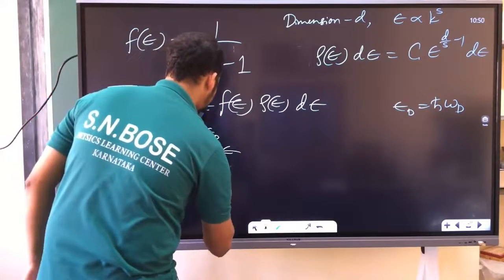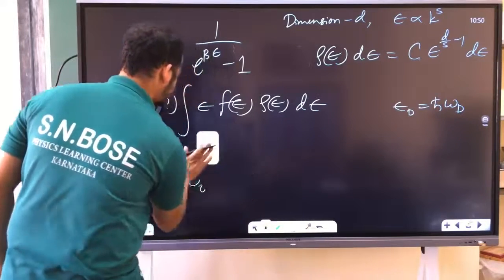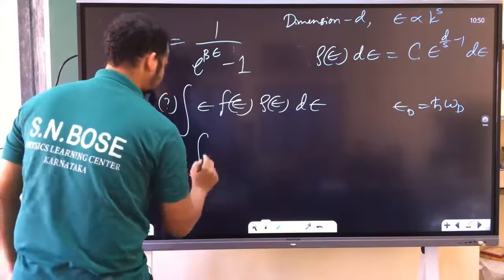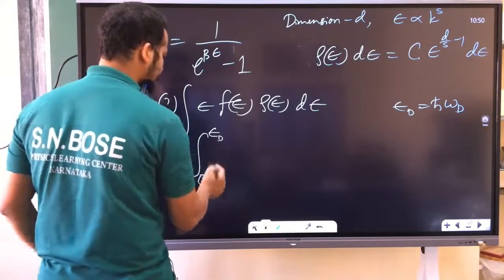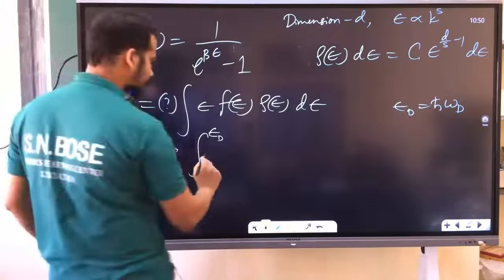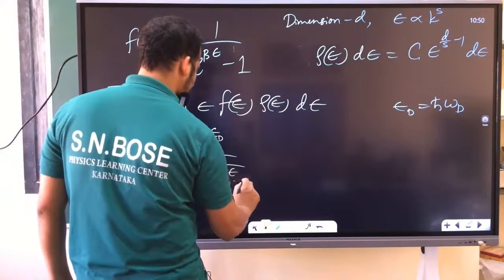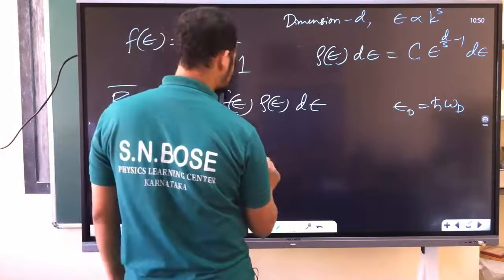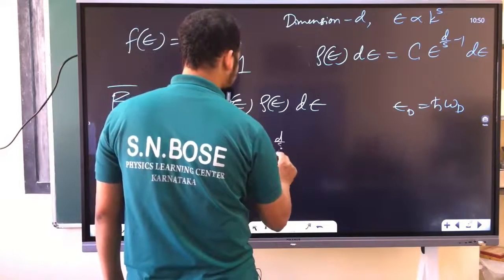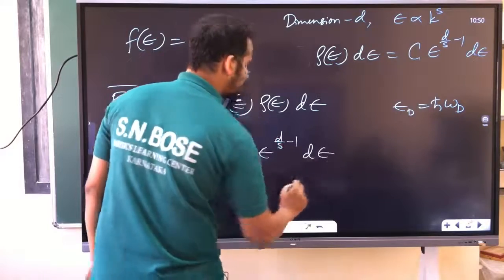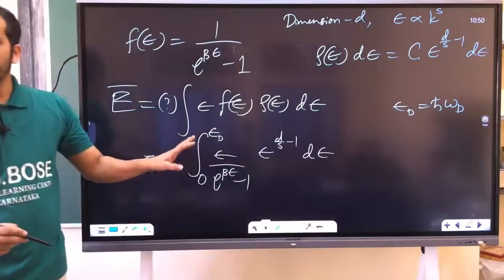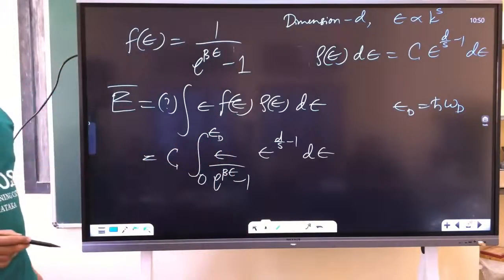E divided by... 0 to some final value ed, actually 0 to omega d in terms of omega. Pick up e divided by e power beta e minus 1, and rho of e, which contains e power d by s minus 1 dE. Am I right? Pick up rho of e dE. Now what is the next step? How do you get the temperature term outside?